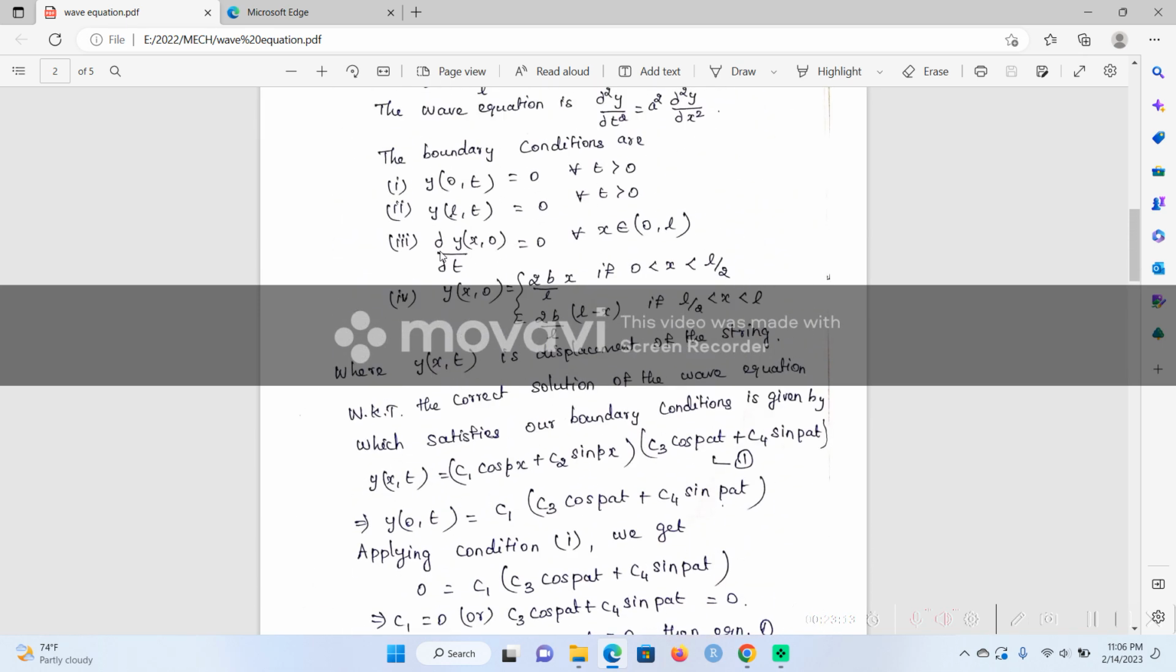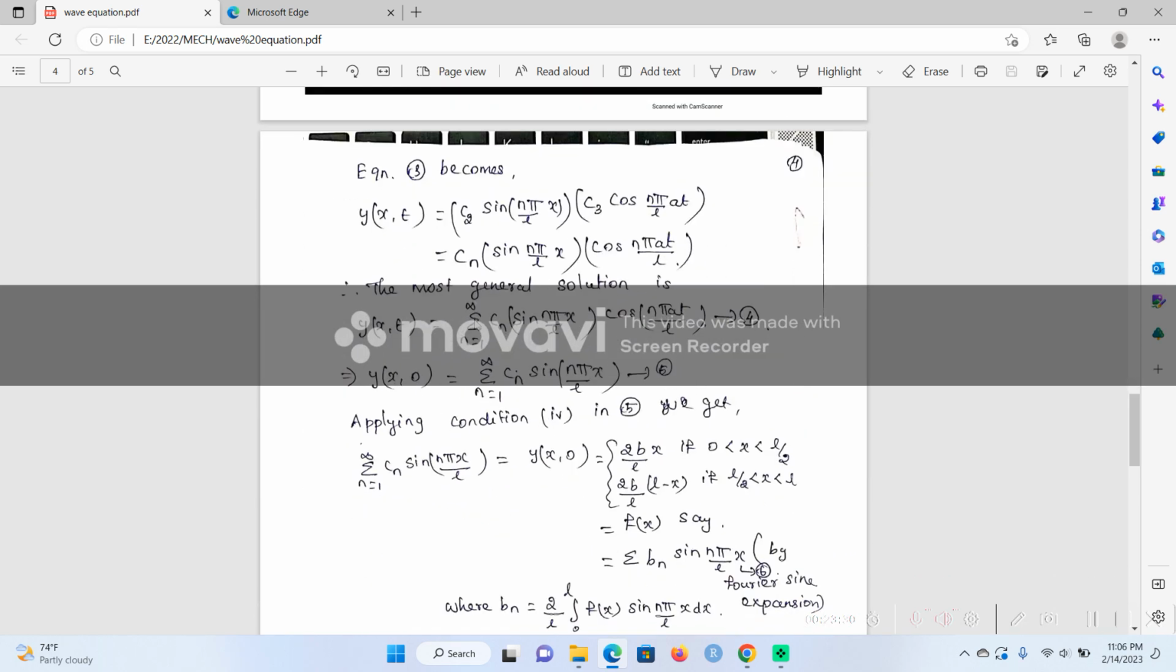Boundary condition 4 is y of (x, 0), that is the initial curve format. To apply that boundary condition, we consider y of x, and in this we put t equal to 0. So cos 0 is 1, and this term becomes 1. So we have Cn sin(nπ/L x), which is considered as equation number 5.